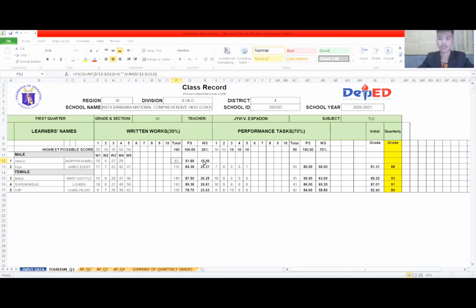Okay, so the difference between manual grading and the E-class record and grading system is in solving your grades. In manual grading, we solve your grades one by one, and it's a long process and very laborious. While in E-class, or with the use of Excel, especially in the pandemic, it is easy for us to solve your scores.